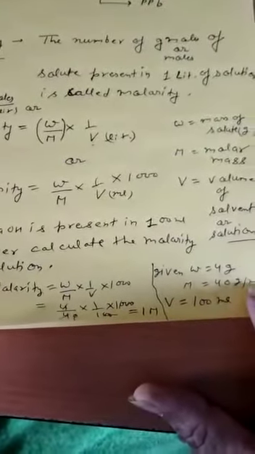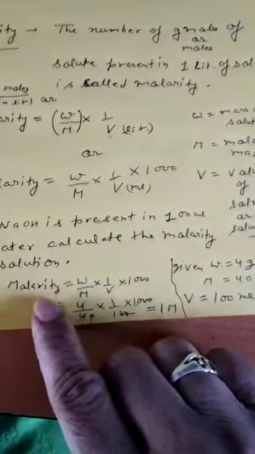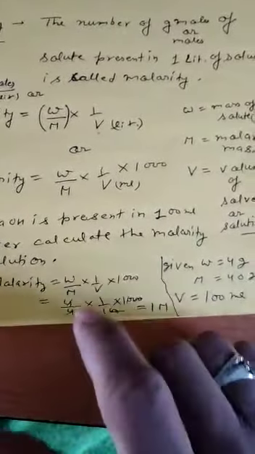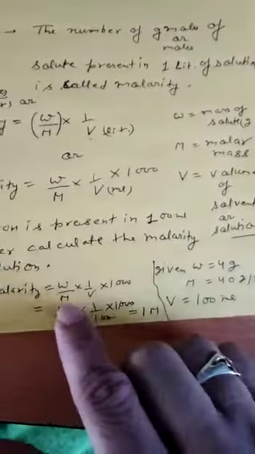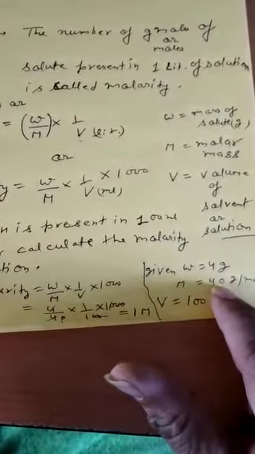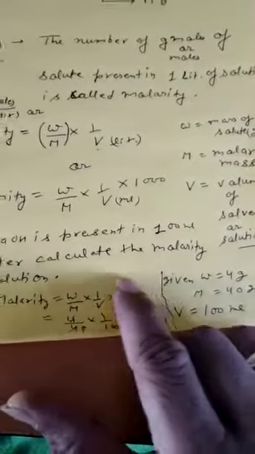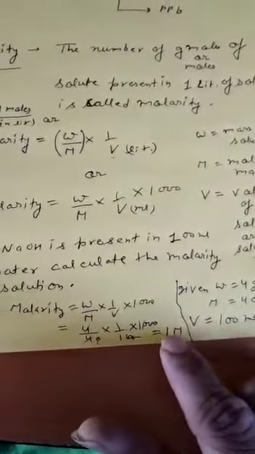So we use this formula, molarity is equal to W by M into 1 by V into 1000. We keep the values here. W is 4 gram, and M, that is molar mass of NaOH, is 40, and the volume of solvent is 100 ml. When we keep these values and solve this one, we get the answer, that is 1 M.